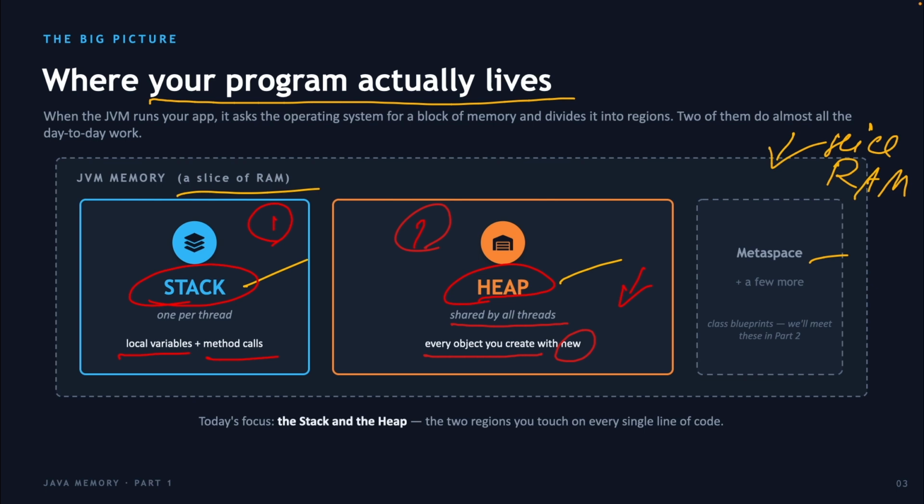There are also some other areas like metaspace, which stores class-related information, but we will talk about that in the next part of the series. For today, let's focus on the simple thing, the stack versus the heap. These are the two memory regions we interact with daily, almost every time we write our Java code.